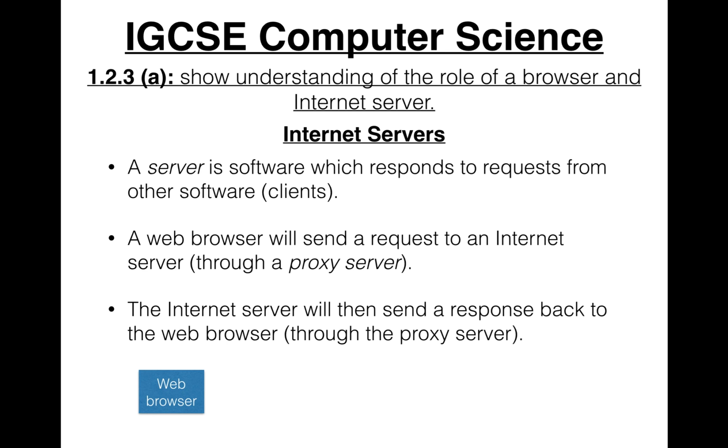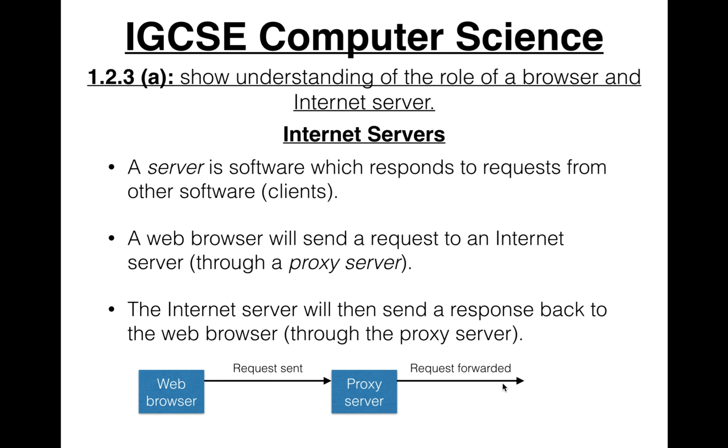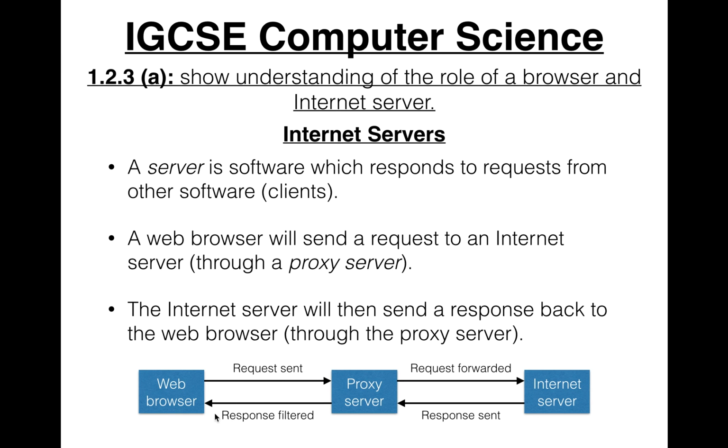To get an idea of how this works, we have our web browser here. This is on the user's computer. The request is sent to the proxy server, and then the request is forwarded by the proxy server to the internet server. After the internet server gets it, it sends a response to the proxy server, and the proxy server forwards that response to the web browser, and it's filtered. We'll actually learn more about the proxy server in the security topic, but this is just so you can get a basic idea of how it works.